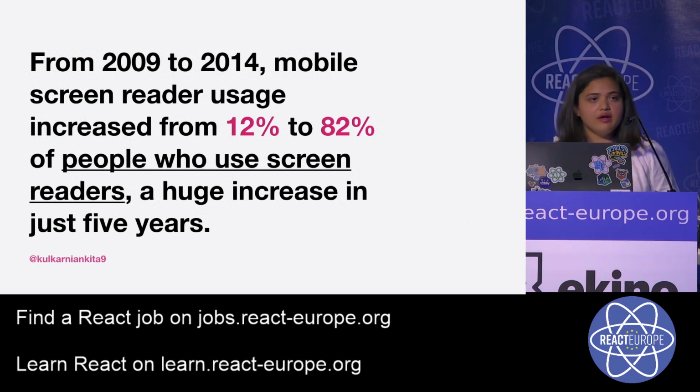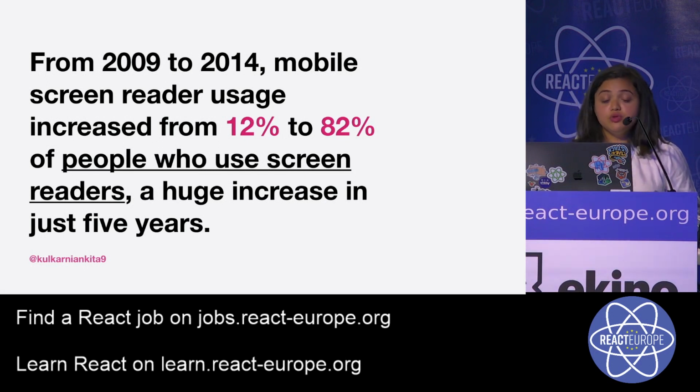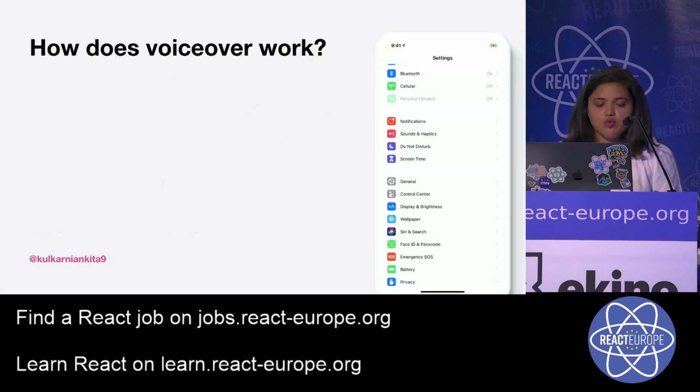This is a quote I recently read, and some stats I found online, and this literally blew my mind. From 2009 to 2014, mobile screen reader usage increased from 12% to 82% of people who use screen readers, a huge increase in 5 years. Hence, it is very important that we consider accessibility for mobile as well as web. Before I dive into the code, let's take a look at how we can actually apply accessibility on mobile. So, how does VoiceOver work?